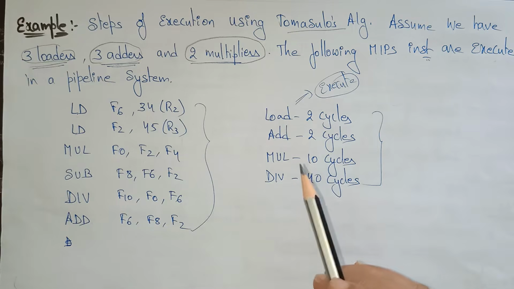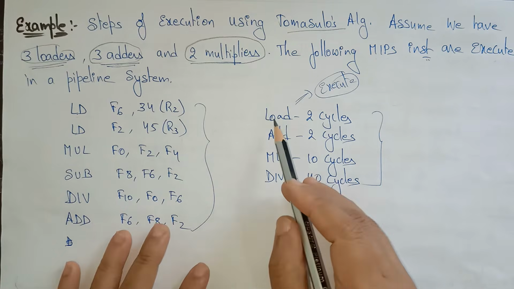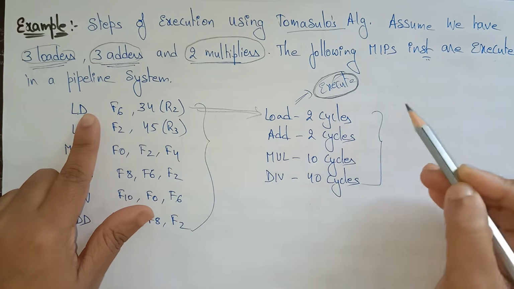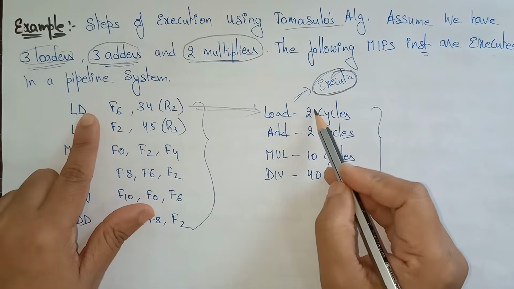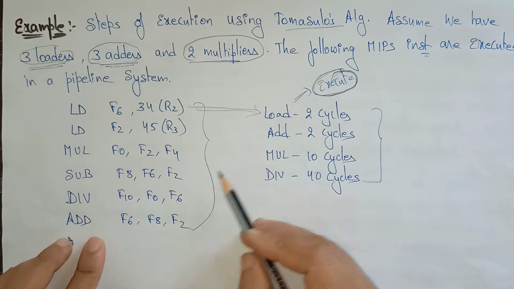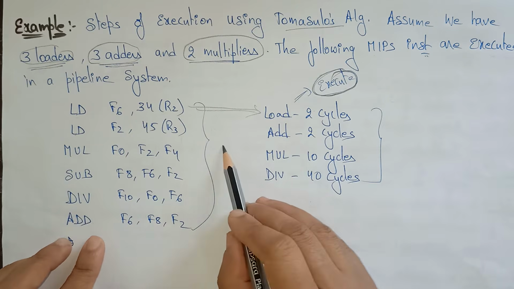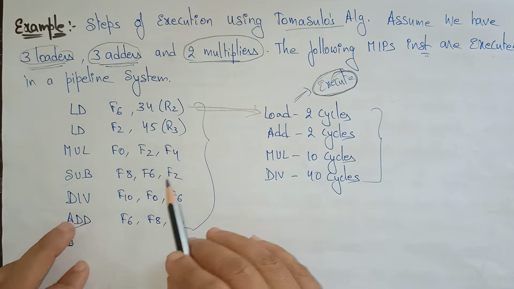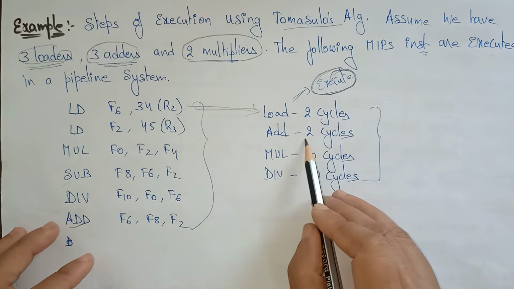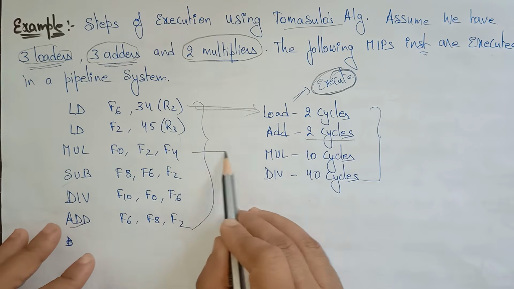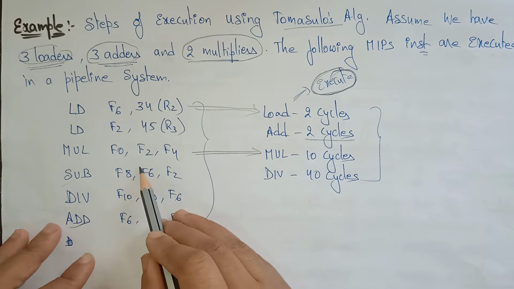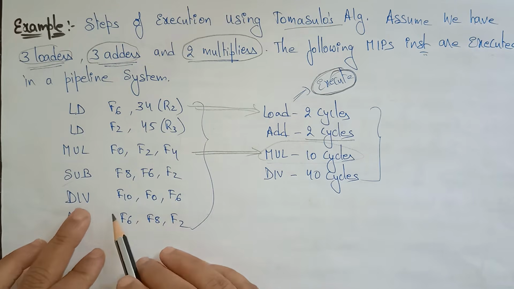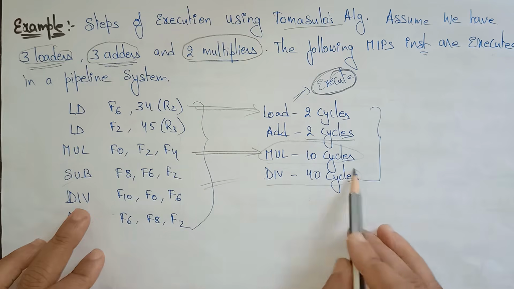And one more point they have given is, the load instruction, when it executes, takes 2 cycles. For addition, it takes 2 cycles, either addition or subtraction, whatever it may be. Coming to the multiplication instruction, it is going to take 10 cycles, whereas the division instruction is going to take 40 cycles.